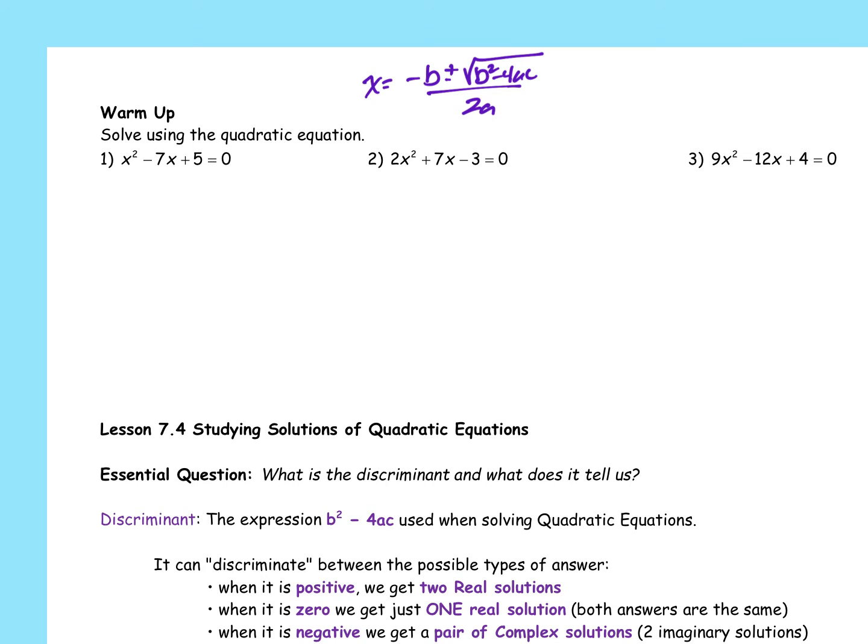And for question 1, you should have got x equals 7 plus or minus the square root of 29 divided by 2. And for number 2, you should have got x equals negative 7 plus or minus the square root of 73 divided by 4. And for number 3, we should have got x equals 2/3. That's it. So those are the answers for the warm-up.